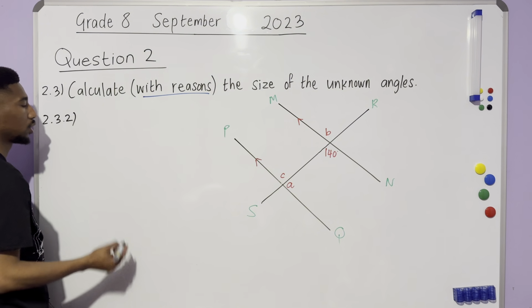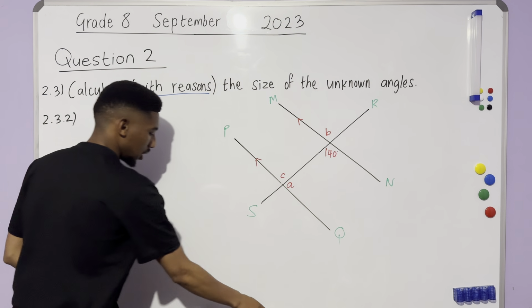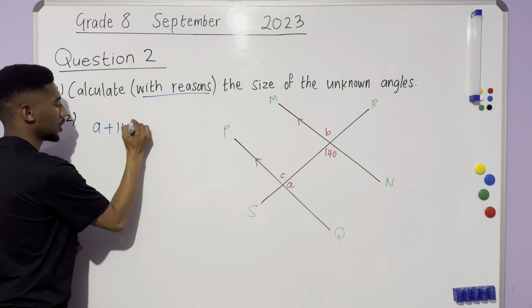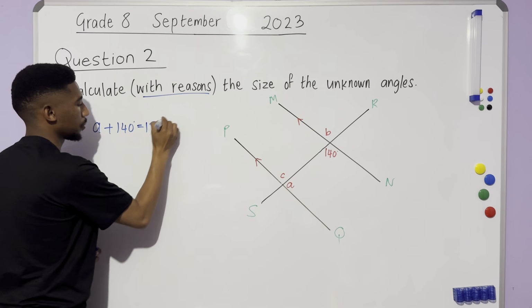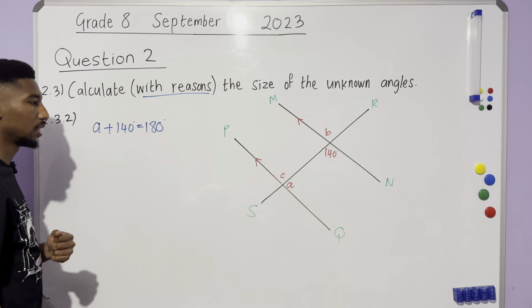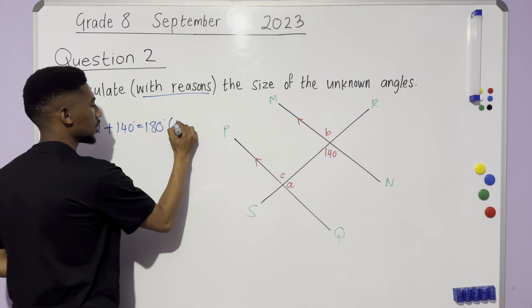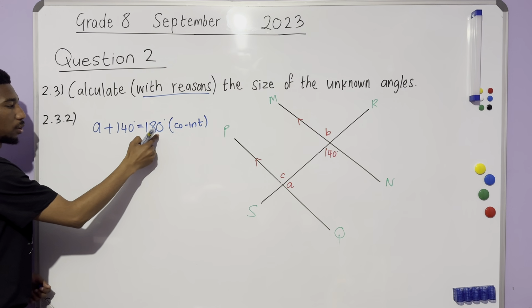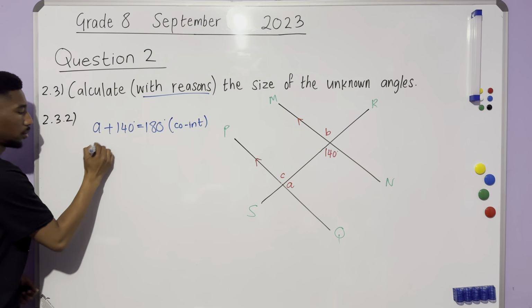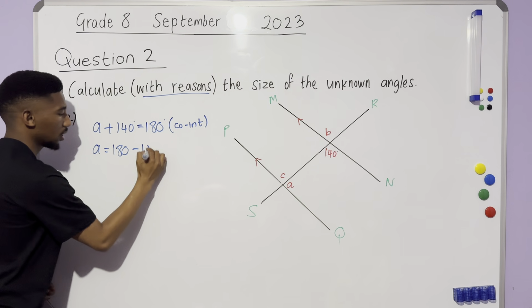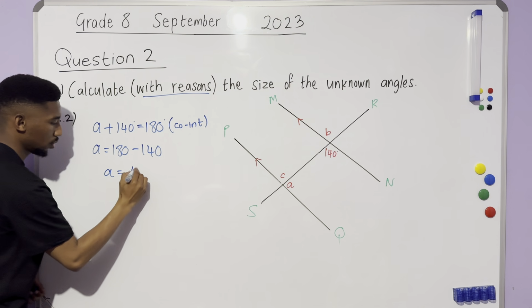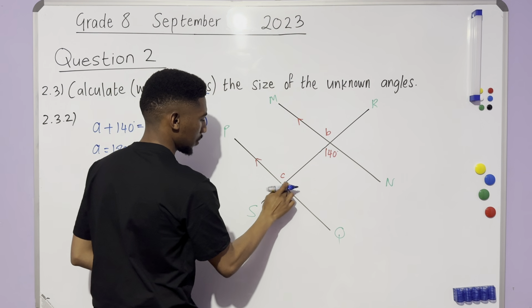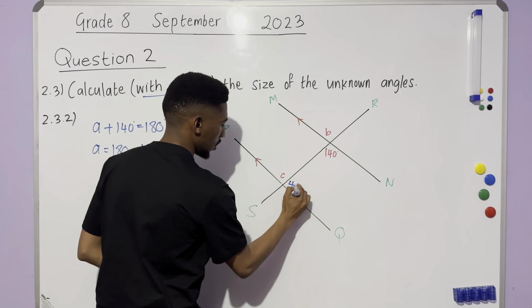So what do we know about co-interior? We know that when we add the angles of co-interior, A plus 140 degrees, it equals 180 degrees. Our reason is co-interior angles. Again, we have an equation. We will write the inverse on the other side, and A is equal to 40 degrees. We can then replace this A with 40.